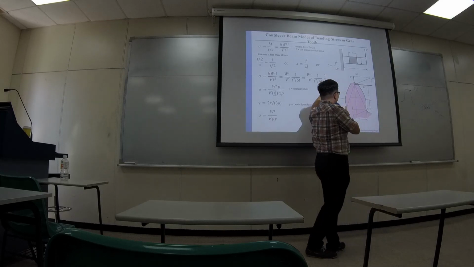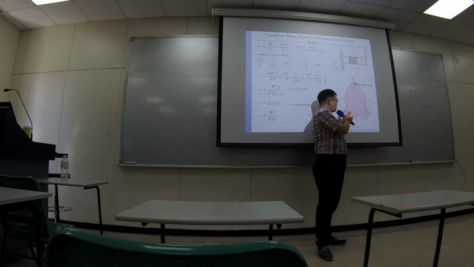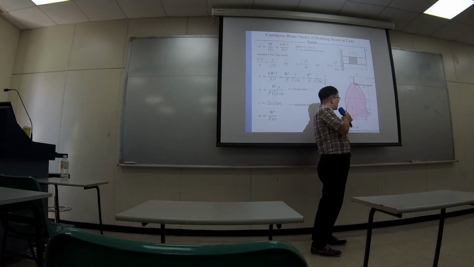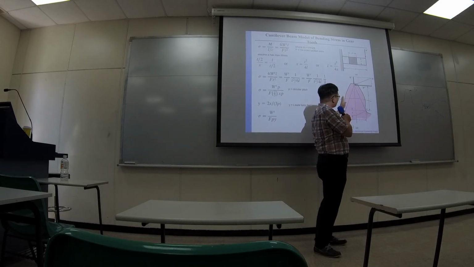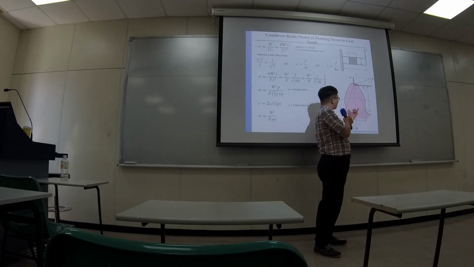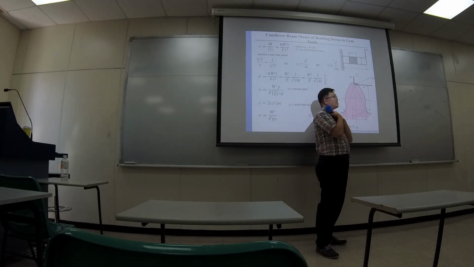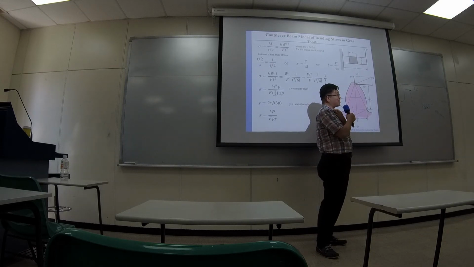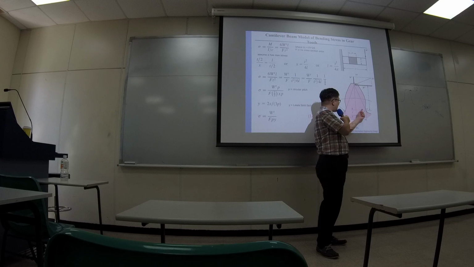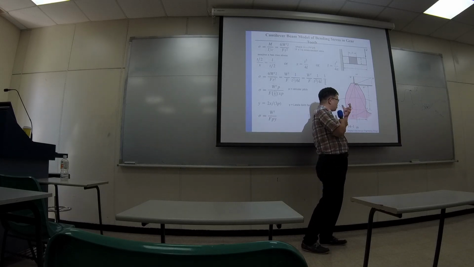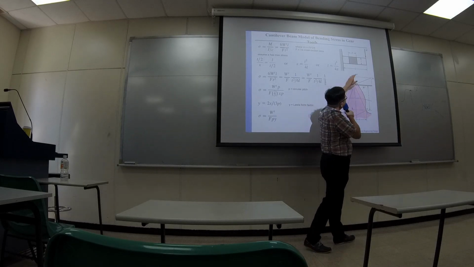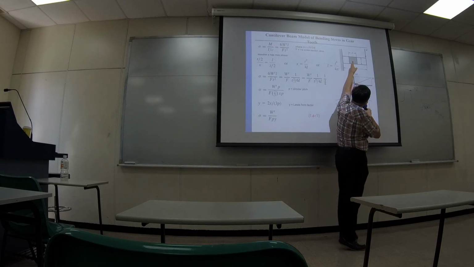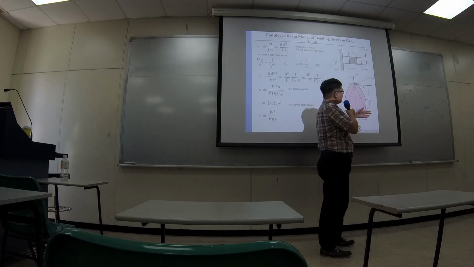T represents how wide the neck is. Even though this part could be wider, we care about the neck, because if this thing breaks, it breaks from the neck. So the width of the neck is chosen as the model. And also capital F represents the thickness.